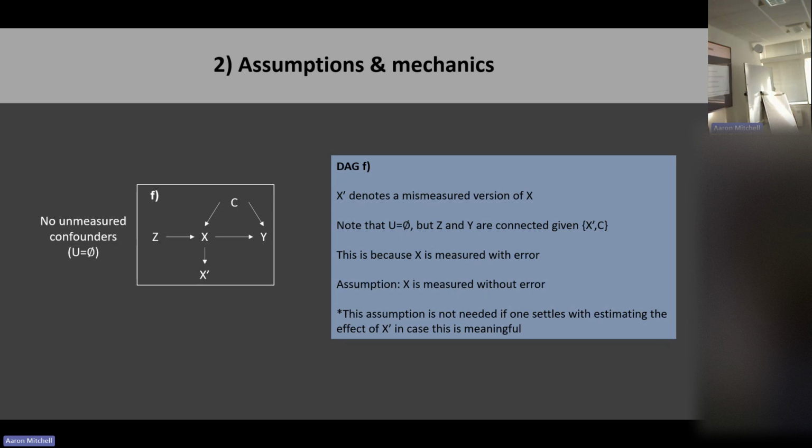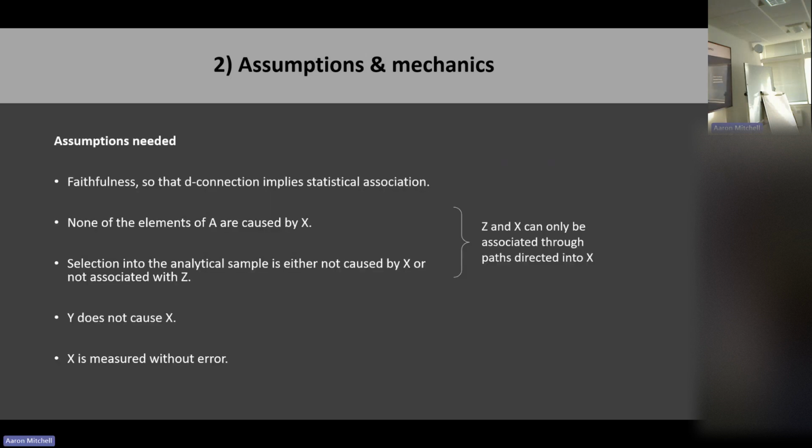So we will need to assume that X is measured without error. That's a big one. And again, this would get a little technical, so I'm not going to discuss it now. But this assumption is not needed if one settles with estimating the effect of X prime itself. And in some cases, it might be meaningful. But if you want to estimate the effect of X, and you believe that what you have is an imperfect measure of it, then you're going to be in trouble. Well, unless X doesn't cause Y, but that's a detail that we don't need to discuss. That's the final assumption: X is measured without error.